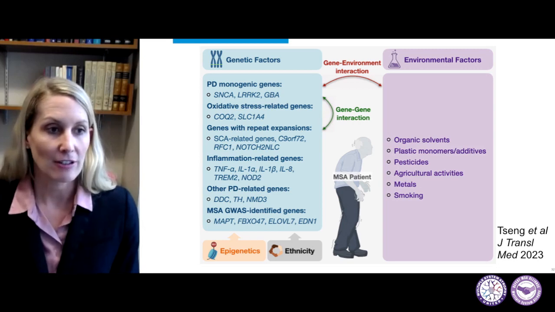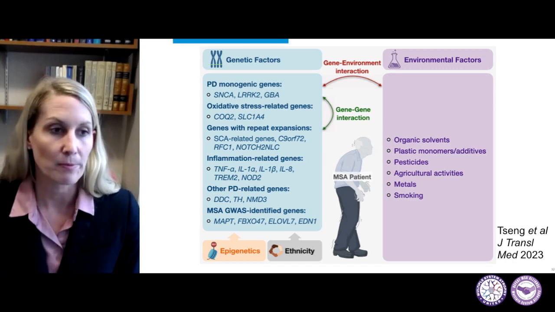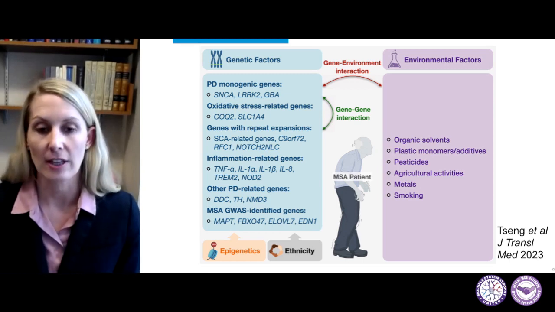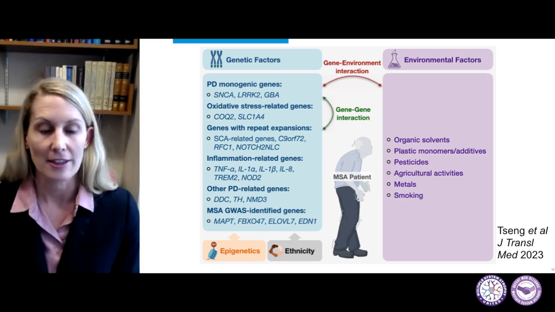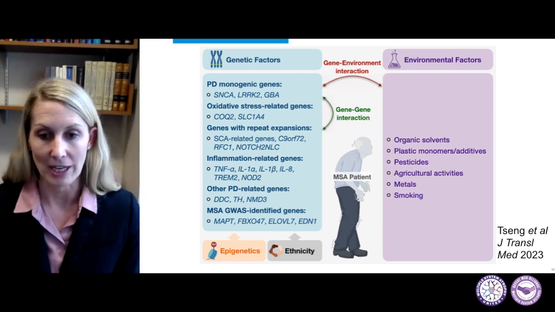So you can see here these different genetic relationships, and a lot of this is taken from the Parkinson's disease literature, so more the alpha-synucleinopathies with Lewy body diseases, and linking that to different environmental factors that could contribute to the pathological findings and the neurodegeneration in multiple system atrophy.